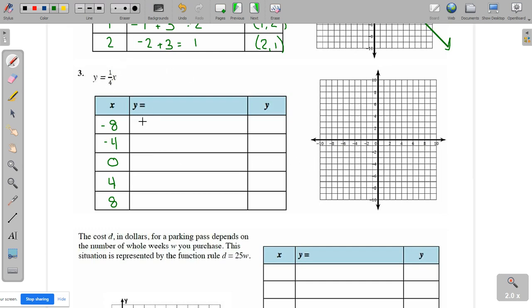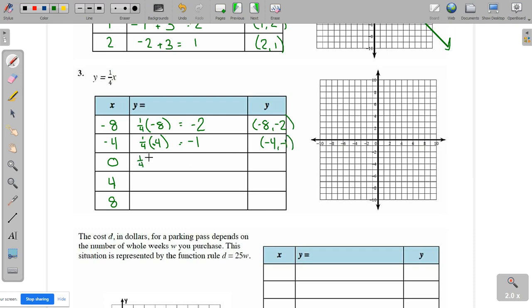So we have y equals 1/4 times our -8. So 1/4 of -8, 8 divided by 4 is 2, and then it's negative. So we have the point -8, -2. Then we have -4. So 1/4 of -4 is -1. So at the point -4, -1.